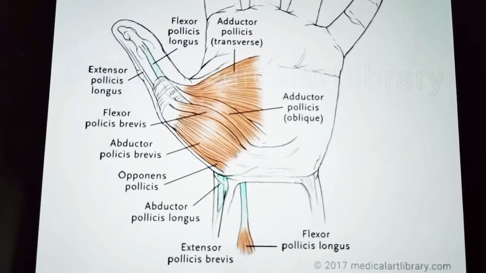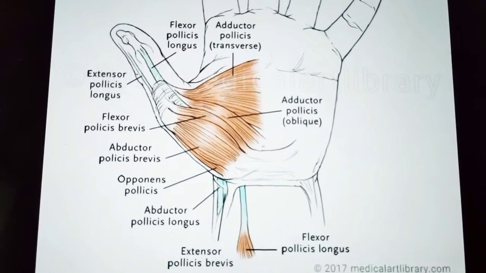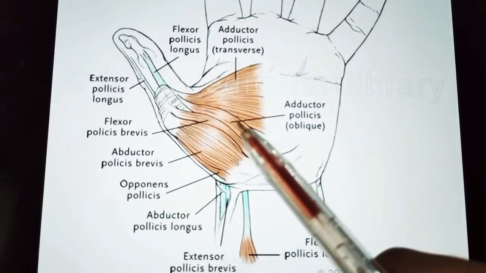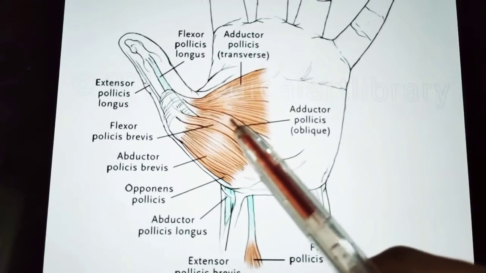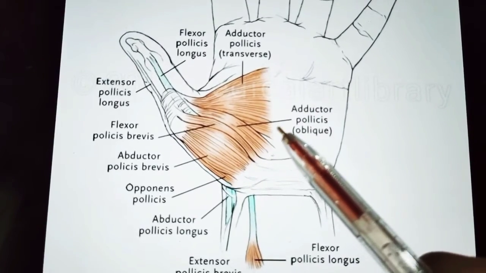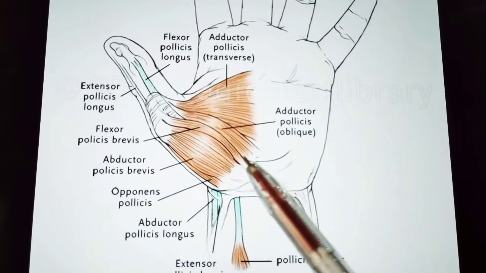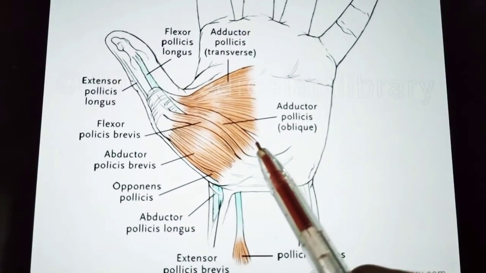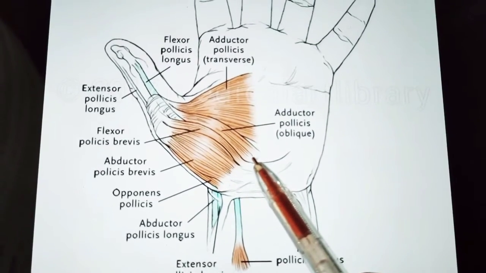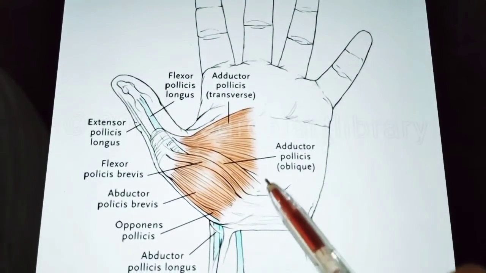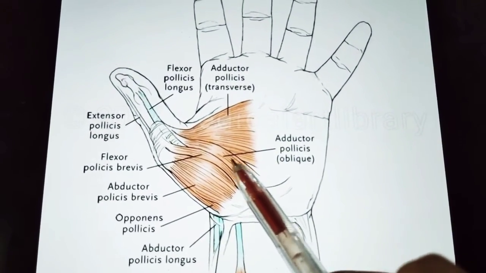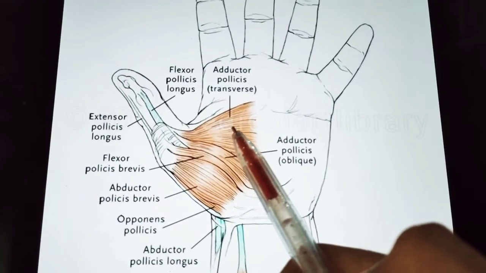So next, coming to the adductor pollicis. According to our mnemonic AFOA, the last A is adductor pollicis. So where is our adductor pollicis? You can see it's oblique, right? Actually, this adductor pollicis has two heads: as mentioned, the oblique head, and the other one is the transverse head. The oblique head is getting its origin from the base of the second and third metacarpals. You can see the position of the second and third metacarpals here. Whereas the transverse head's origin is from the shaft of the third metacarpal.